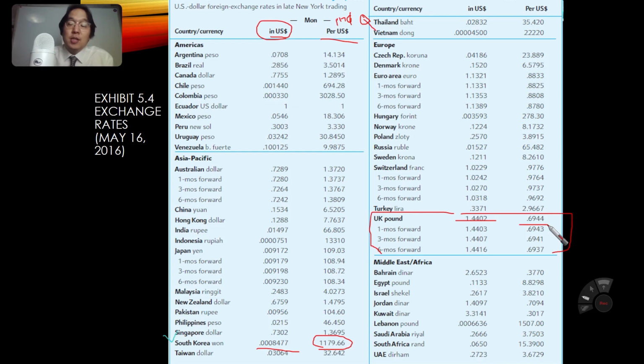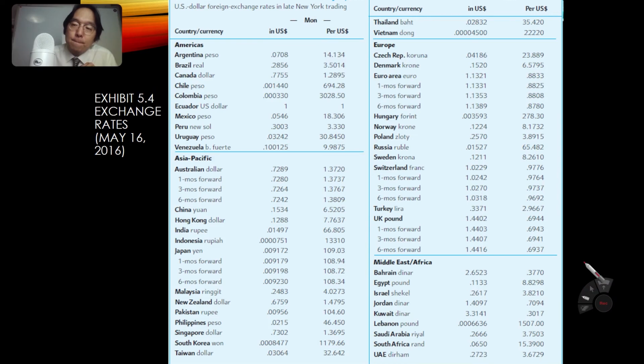Indirect quote is the reciprocal. 1 US dollar is 0.6944 British pound in the spot market. That's how we read it. You see Swiss franc going on. And then euro, that's 1.1321 US dollars worth. And the indirect quote works like 1 US dollar is 0.8833 euro. So that's how it works. Okay, move on.